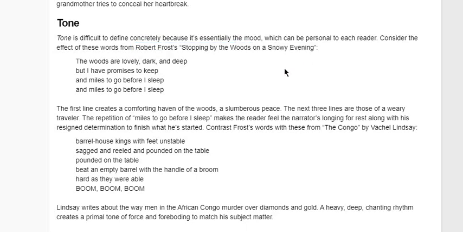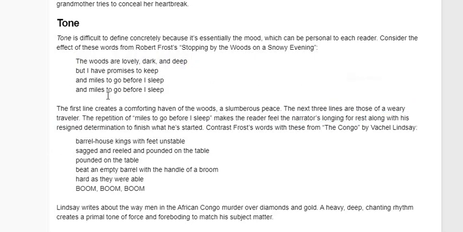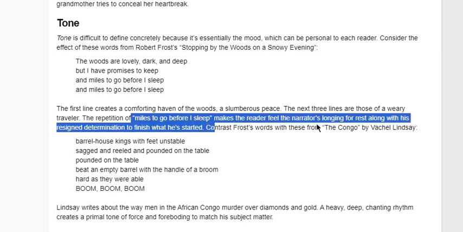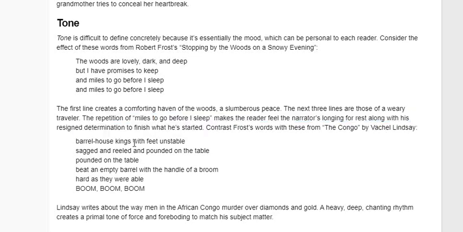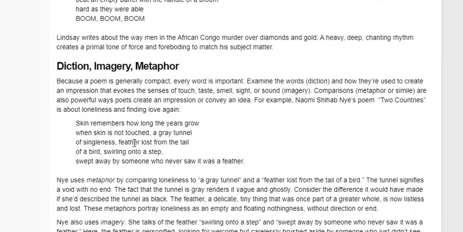So consider the effect of these words. The first line creates a comforting haven of woods: the woods are lovely, dark and deep. The next three lines are those of a weary traveler: but I have promises to keep. The repetition of miles to go before I sleep makes the reader feel the narrator's longing for rest. He wants to take some rest. So, okay, you can also pause the video over here and read this.